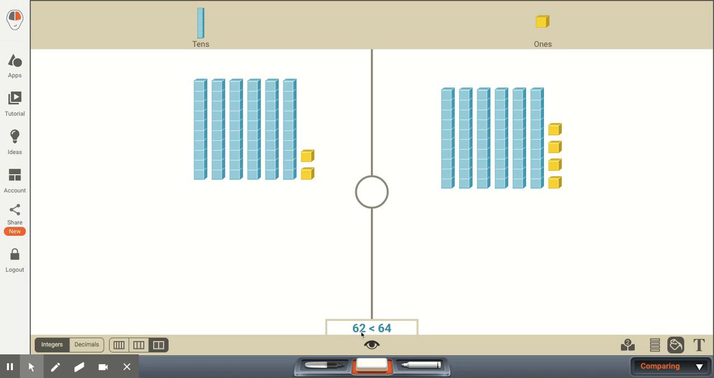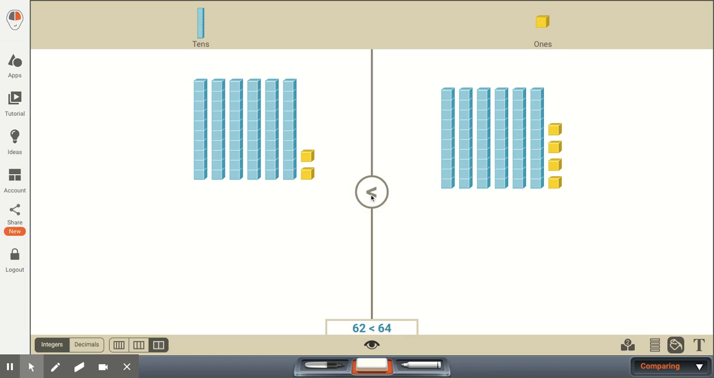So to break the tie, if you want to look at it that way, now we need to go on to the ones place. And in the number 62, there are only 2 ones. And in the number 64, there are 4 ones. So when we're comparing 2 versus 4, 2 is less than 4. Therefore, the entire number 62 is less than the number 64.